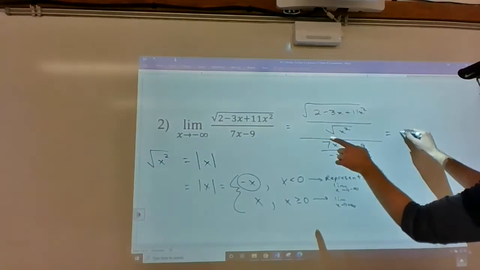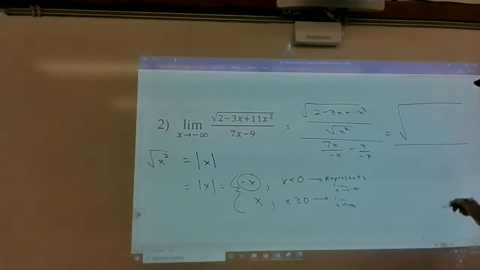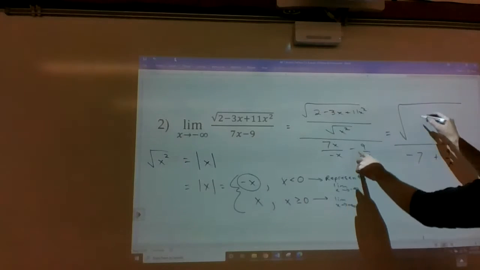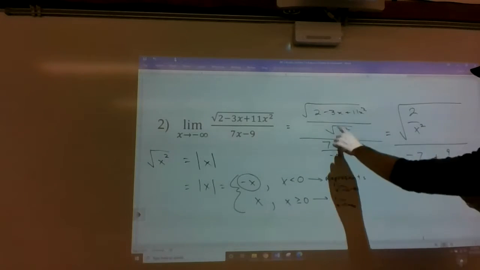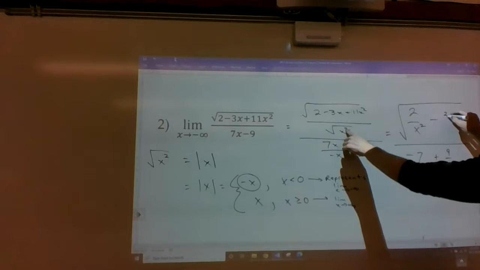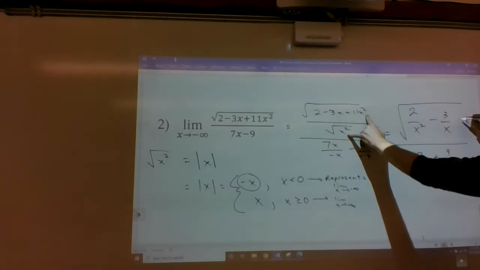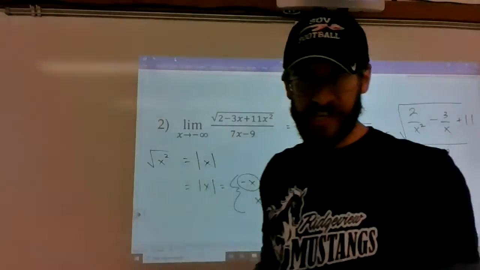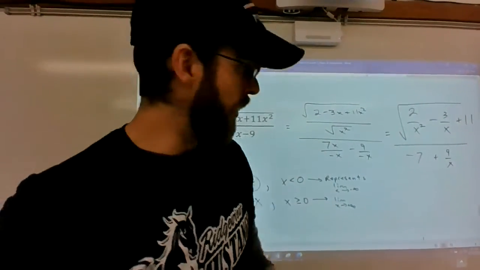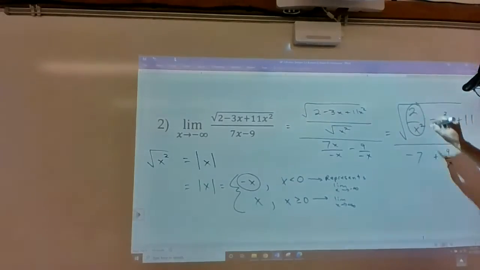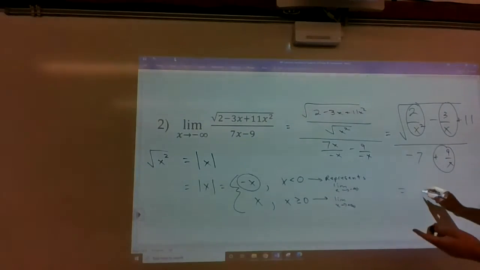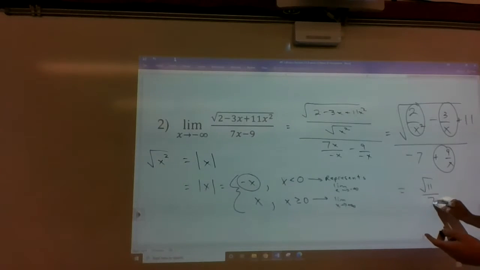So the same things will happen inside of here. This will be negative 7 plus 9 over x. This x will cancel with the 1 here on the bottom. Both of these will cancel. Applying the limit as x approaches negative infinity will still zero out this term and this term. So you've got root 11 over negative 7 now, which creates a negative fraction here.